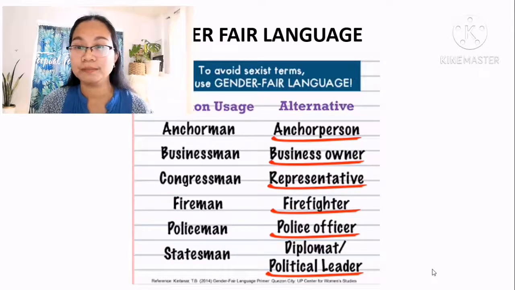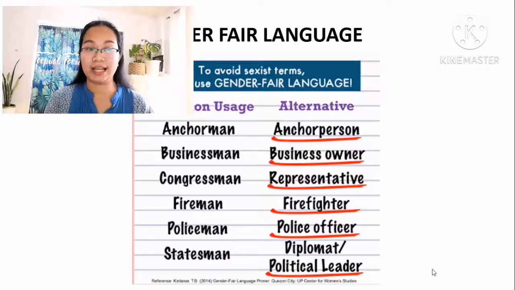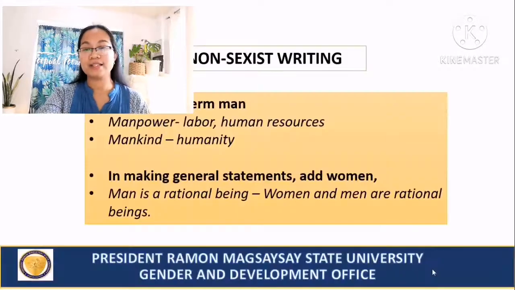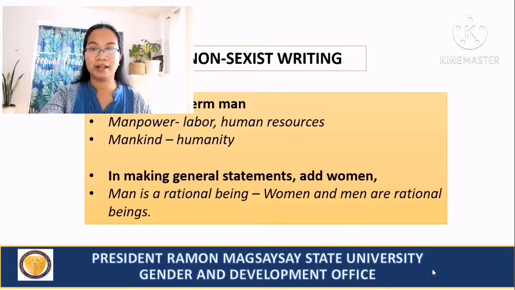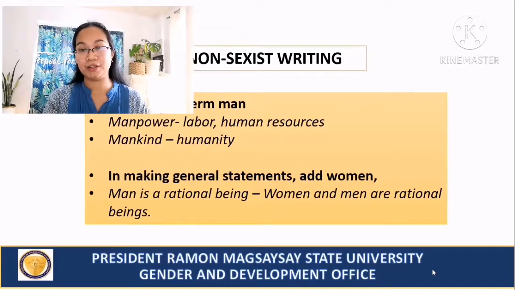So, tingnan po natin yun na may mga alternatives naman like anchor person, business owner or entrepreneur, representative, firefighter, police officer, political leader. So, we can use those terms na tatanggalin na lang natin yung man so that pwede siya sa male and sa female. So, here are some guidelines in non-sexist writing in our modules. So, we can look into this. We have here, replace the term man, like say, manpower into labor and human resource, mankind into humanity.